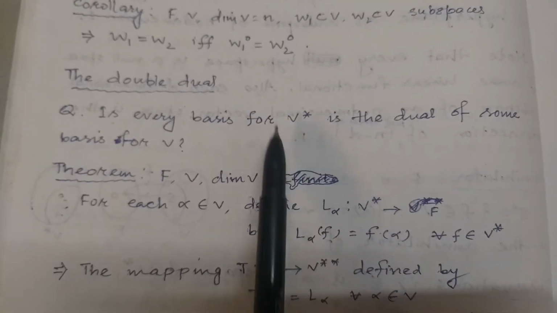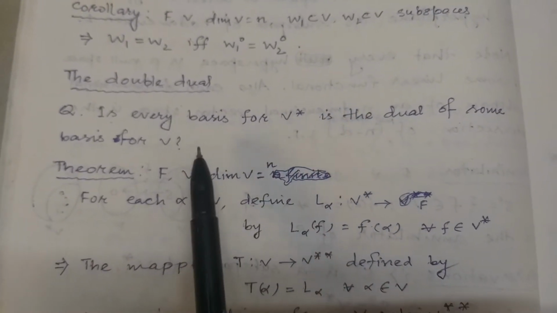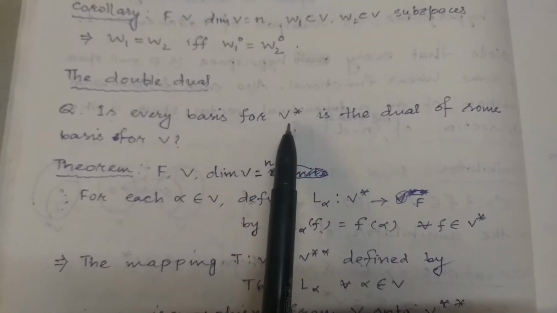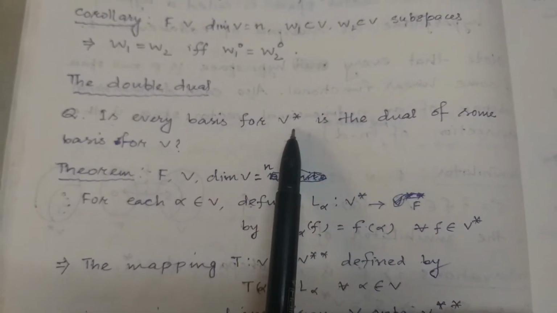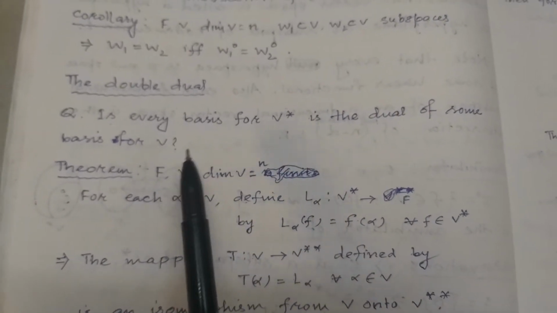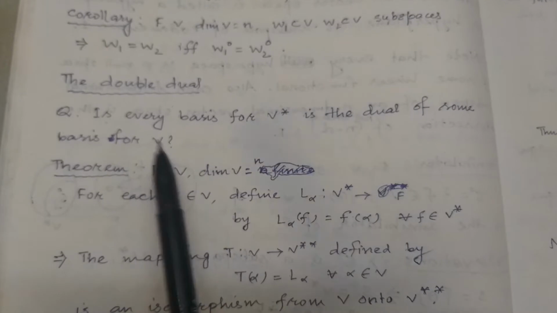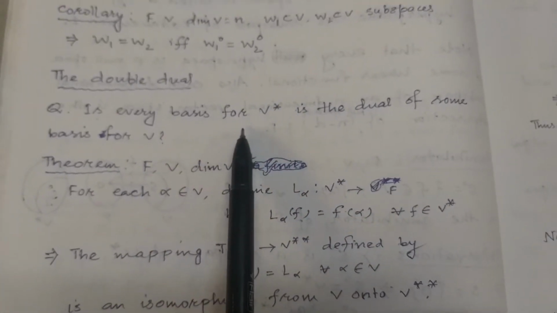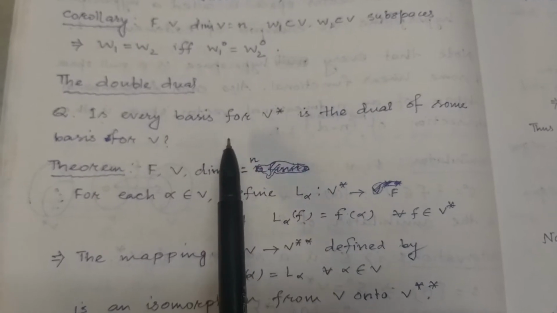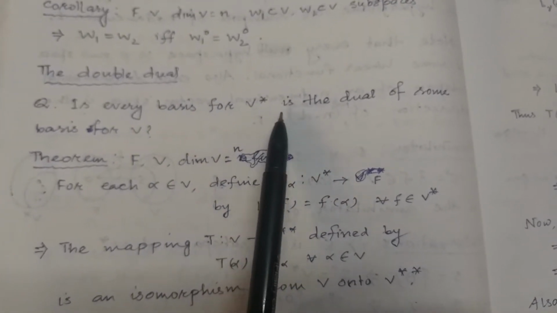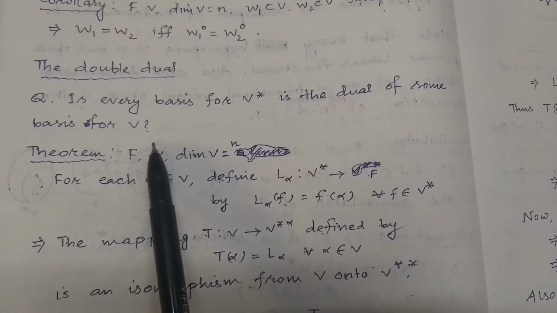Then what will be the basis? That means corresponding to each basis of V we get another basis of V star, which is called the dual basis of that basis of V. So if I specify a basis in V, we will get a basis in V star. Now the question is the reverse. That means, is every basis of V star the dual of some basis of V?